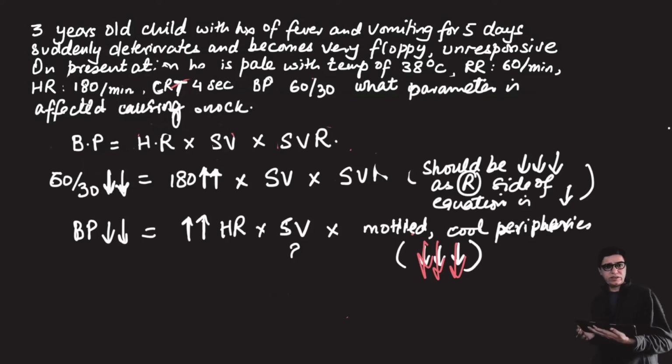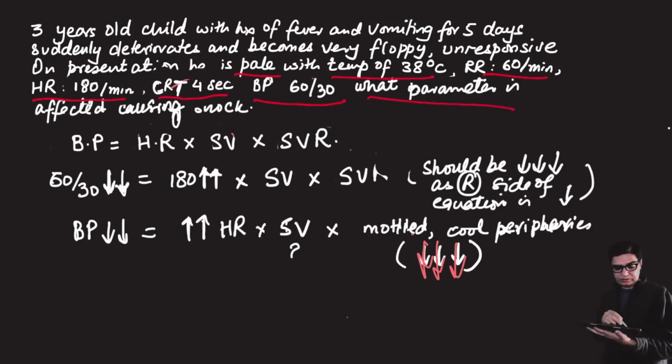So let's say there is a 3-year-old child who's got a history of fever, and he's been vomiting for the last 5 days, and he's brought to the emergency department because he's suddenly deteriorated and become very floppy and unresponsive. On presentation he is pale. He's got a temperature of 38 degrees Celsius, he is tachypneic at 60 breaths per minute, his heart rate is up at 180 beats per minute, his cap refill time is 4 seconds, while blood pressure is down at 60 by 30. So obviously you know this child is in shock.